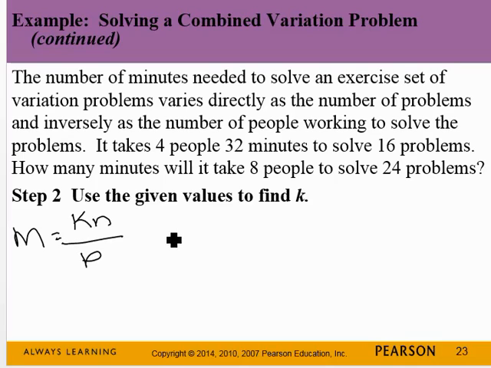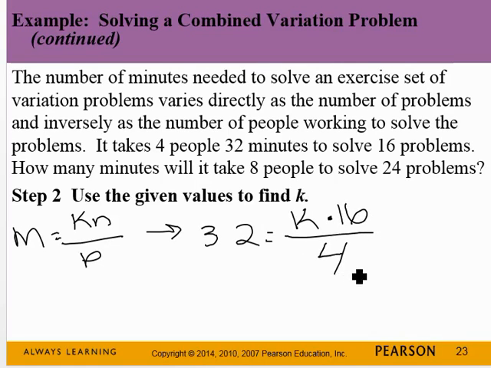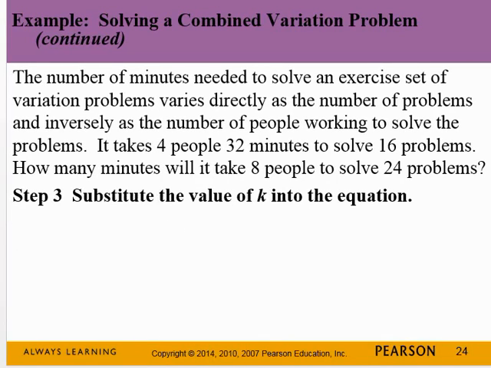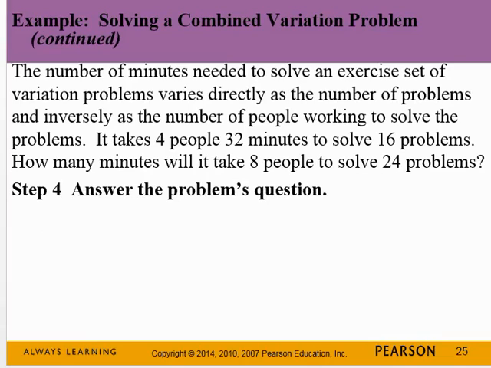So now we have to fill in the pieces that we were given. We're told you have 32 minutes, we're looking for a constant, the number of problems is 16, and your people is 4. So we're solving for K. So we have 32 equals K times 4, so K is 8. Our constant is 8. You go on to step 3. You want to substitute in your K, so you have M equals 8 times N over P. Now we have to solve the problem they're asking for.